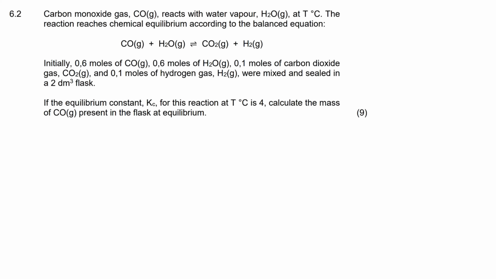Carbon monoxide gas reacts with water vapor at T degrees. The reaction reaches equilibrium according to the following balanced equation. Initially we have that many moles of CO, that many moles of H2O, that many moles of carbon dioxide, and that many moles of hydrogen gas. If the equilibrium constant for this reaction is 4, calculate the mass of carbon monoxide present at equilibrium. So it's definitely a KC table kind of question. Let's go draw it out.